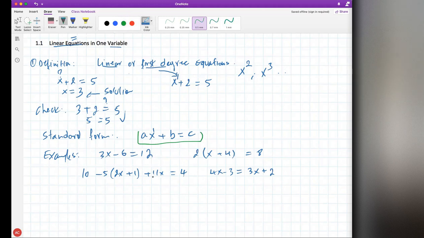Could be like this. You may also have a fraction. Equations could have fractions. For example, x over 3 equals 6. As you can see, we have one fraction. There could be two fractions in one equation, maybe something like this.